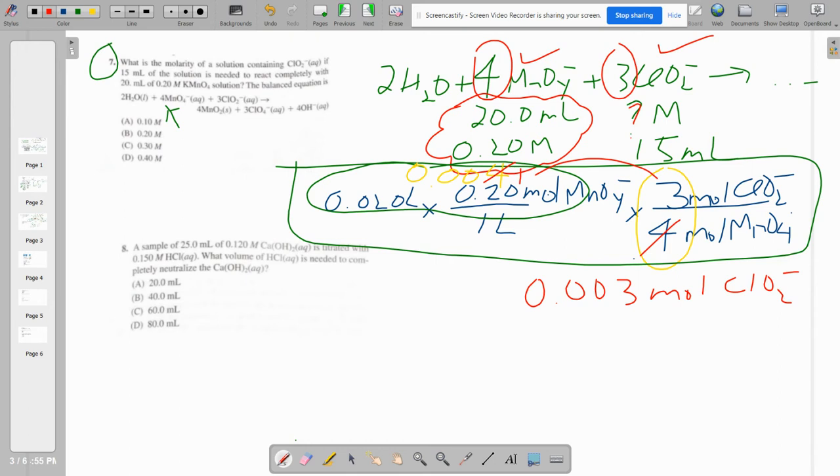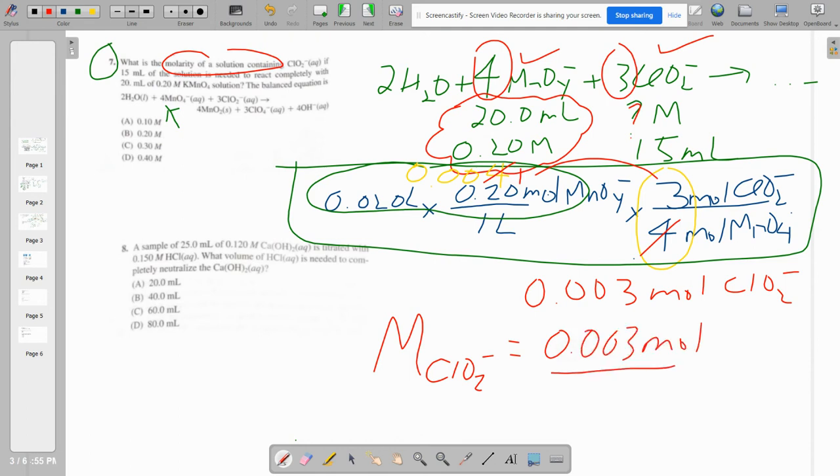All right, now what was the question? It said, what is the molarity of the solution? So molarity of ClO2 minus. Let's see, I'm going to take that mole value I just calculated. And now here's always the age-old question. What volume do you put on the bottom here? Because for some problems, we add together the total volume, like we take 20 mils plus 15 mils. But for other problems, we don't do that. So what's the right answer here?